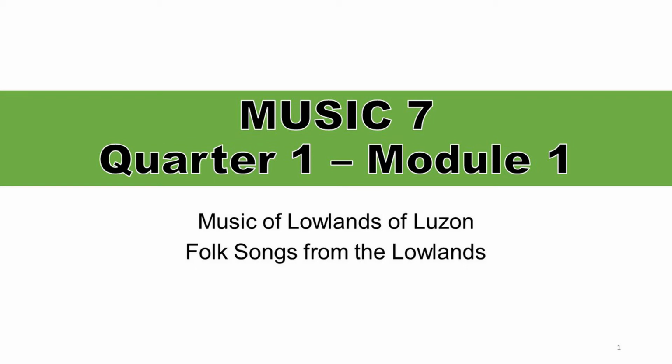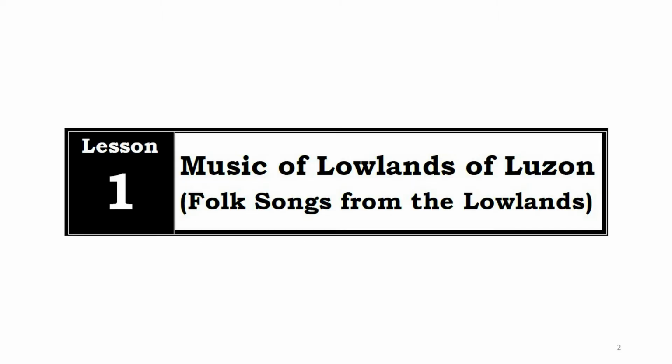The first module in Music 7, Quarter 1, will help you understand how folk songs from the lowlands of Luzon were created. In the first discussion, you need to read and understand first the elements of music. These elements will be used during the listening activities and other activities which involve music analysis. You need to realize and appreciate how these musical elements mirror the culture of the people and places which define its distinctive qualities and uniqueness.